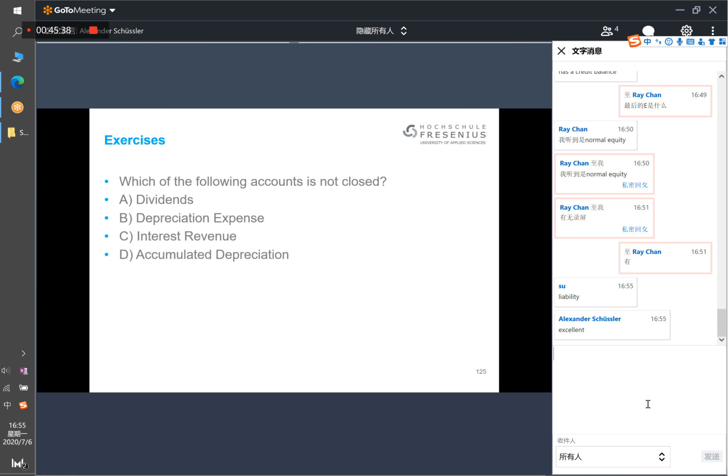Which of the following accounts is not closed? If you remember, we have permanent accounts and temporary accounts. The permanent accounts are not closed, they carry over. The temporary accounts are closed. So which is not closed? Which is a permanent account?